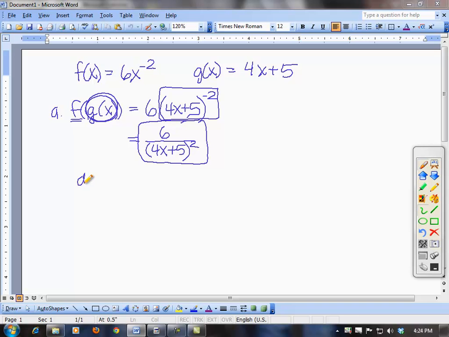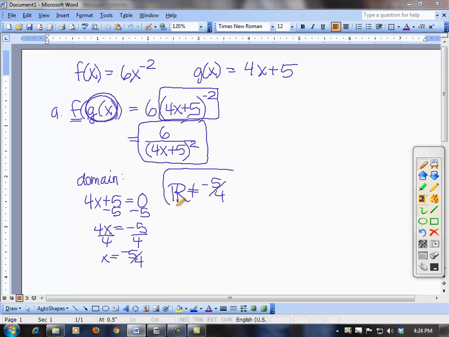If I look at domain again, we again set our denominator equal to 0. I only have to worry about this 4x plus 5, because if this is 0 and I square it, I still get 0. So I'm going to solve. I'm going to divide this by 4. x equals -5/4. Therefore, my domain is all reals except -5/4. Because again, it all comes back to that denominator.